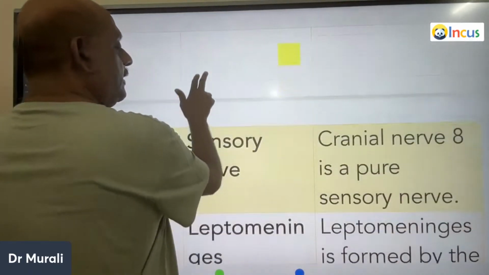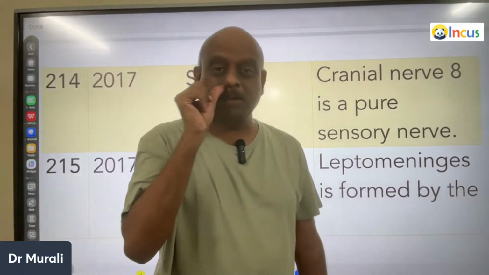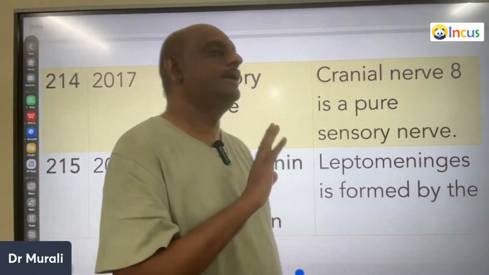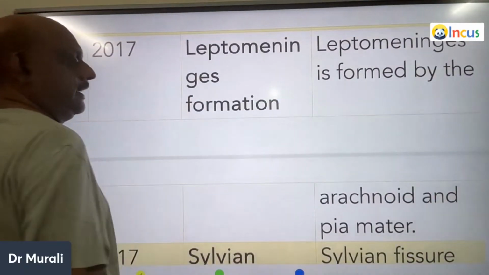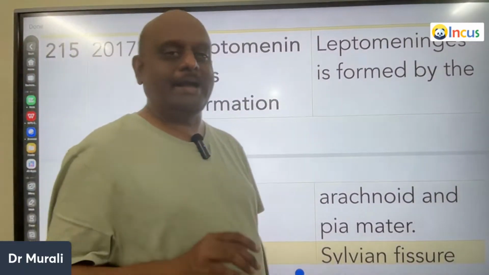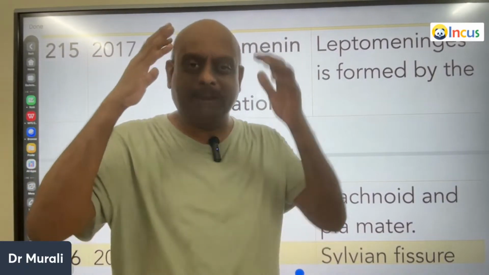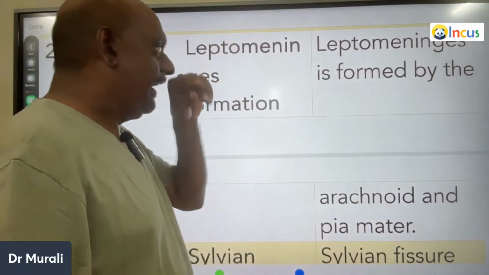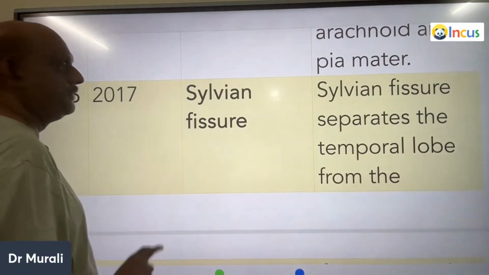Now, doctor, cranial nerve 8 is vestibulocochlear. It will let you listen, it will balance you. It is a pure sensory nerve. So what are leptomeninges? Arachnoid and pia. So there is dura, arachnoid, pia. Pia is the one which is directly abutting the brain. So arachnoid and pia are called leptomeninges.